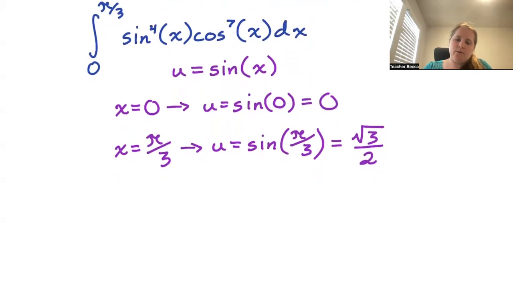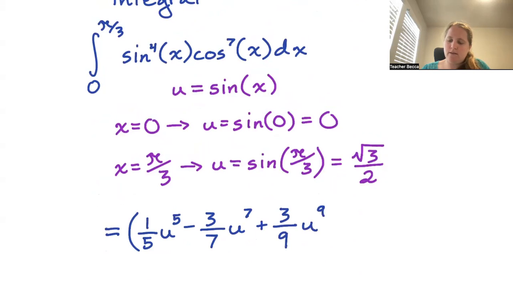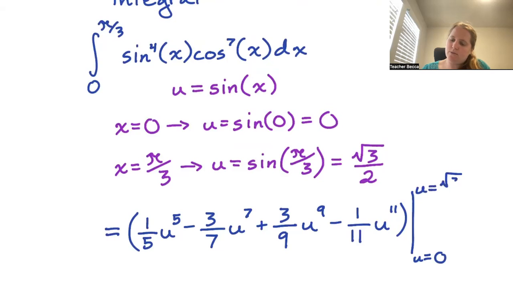So we get that our integral is equal to the antiderivative we found in terms of u. We had 1/5 u to the 5th minus 3/7 u to the 7th plus 3/9 u to the 9th minus 1/11 u to the 11th. And we are going to evaluate from u equals 0 to u equals root 3 over 2.